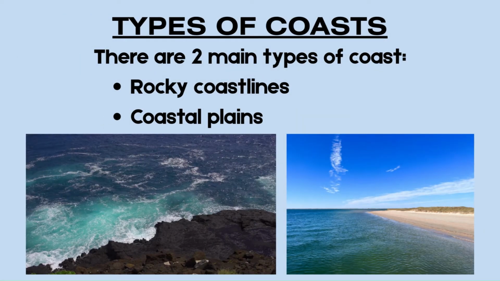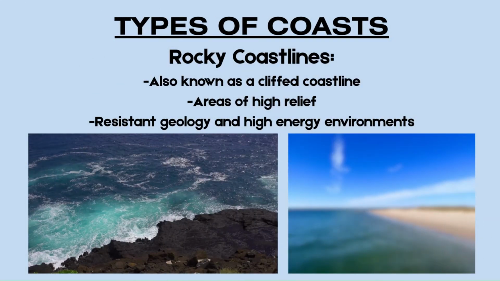Types of coast. There are two types of coast: rocky coastlines and coastal plains. Let's take a look at the features of each. Firstly, rocky coastlines. These are also known as cliffed coastlines and are areas of high relief. They have resistant geology, meaning they erode more slowly, and are found in high-energy environments with destructive, powerful waves.